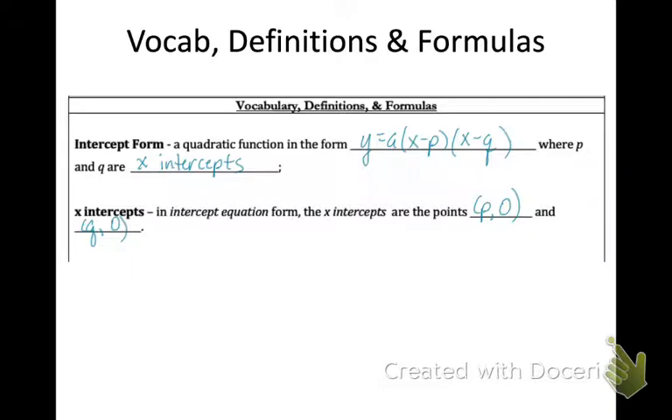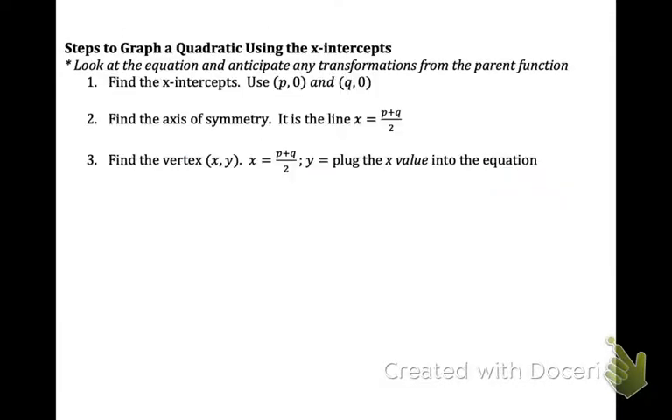Notice that in the equation y equals a times x minus p times x minus q, the formula is in terms of subtraction. So when we pick out the p and q values, we're going to look for opposite values. Here are the steps to graph a quadratic in x-intercept form. The first thing is to identify that it is an intercept form and then anticipate any transformations. Does it open up? Does it open down?